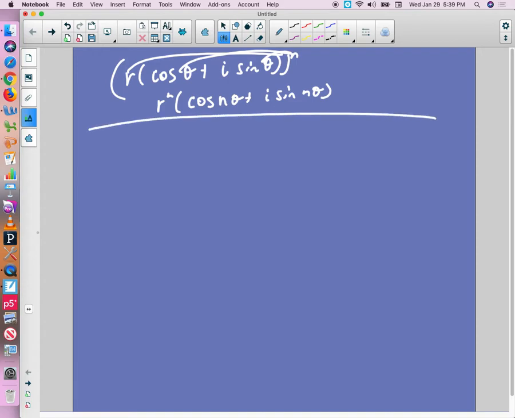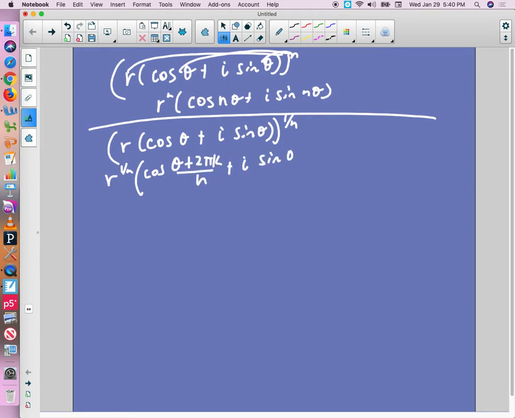But this video is about taking a root of something. If you have r times cosine theta plus i sine theta, and you want to take the nth root of it, 1 over n, then you'll say r to the 1 over n power. But then you'll have to find all the angles that fit. So you'll take your angle plus 2 pi k divided by n, plus i sine of theta plus 2 pi k divided by n. And k starts at 0 and then goes 1, 2, 3, however far you need it to go.